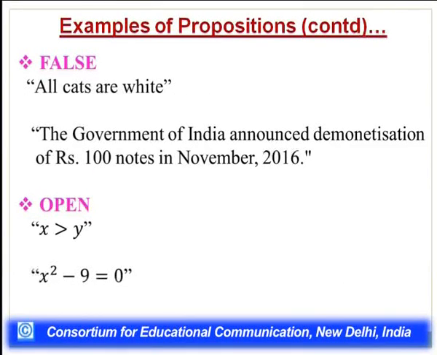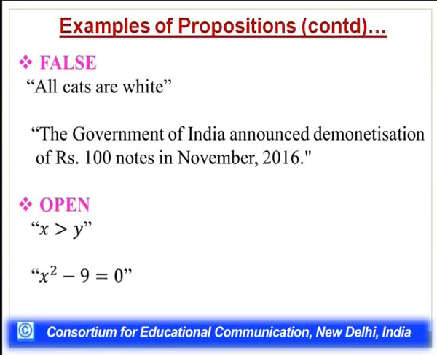A false proposition would be, for example, all cats are white. Clearly, all cats are not white, and this is a false proposition. Similarly, if I say the government of India announced demonetization of rupees 100 notes in November 2016, this is also a false proposition, because the demonetization announcement was for 500 rupee and 1000 rupee notes.